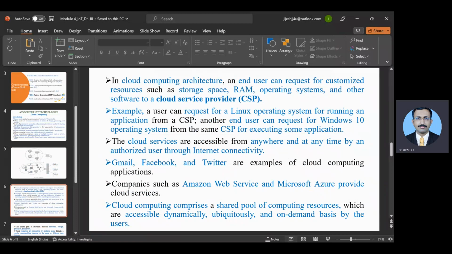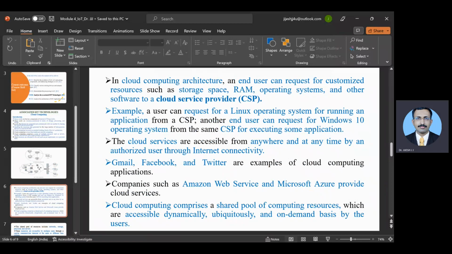In the cloud architecture, you can see that the end user can request customized resources. So what is required for you? Your requirement is that you can customize it. It's not somebody else's requirement. What is your requirement? You can customize based on your requirement. And you can take the storage space, then RAM, operating system and other software from the cloud service provider. You can say cloud service provider as CSP.